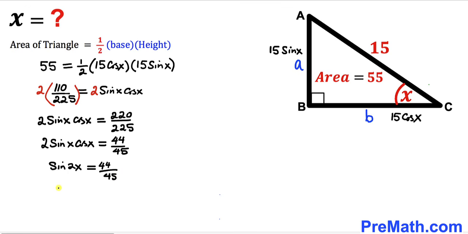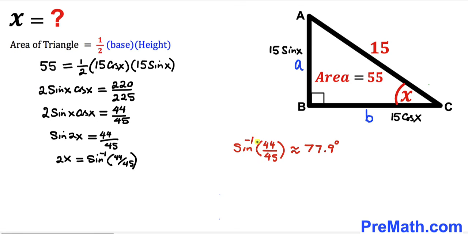Or we can write this as angle 2x is going to be equal to sine inverse of 44 divided by 45. And now we know that sine inverse of 44 divided by 45 is approximately equal to 77.9 degrees. So therefore I can write 2x angle is going to be approximately equal to 77.9 degrees. And now I'm going to divide both sides by 2 to isolate x.